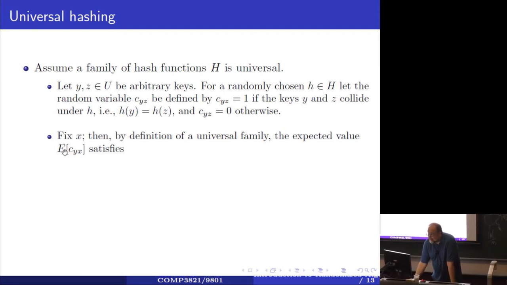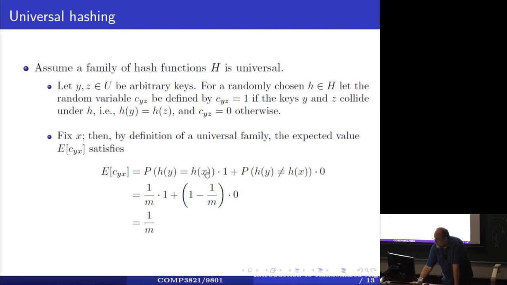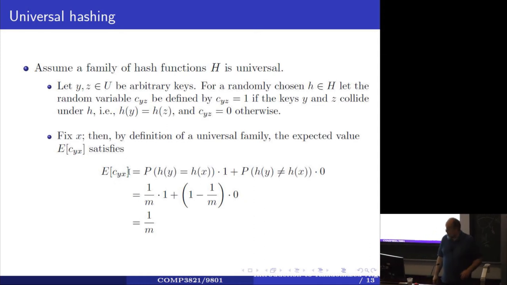So what is then the expected value of this random variable? Well, the expected value is the probability that the two keys will collide times 1, because that's the only case in which c of yz is equal to 1, plus the probability that they don't collide times 0, because c is an indicator random variable. It's either 1 or 0. Well, this will clearly be 0. And if the family is universal, the probability that your two keys will collide is precisely 1 over m. So the expected value of this indicator random variable is precisely 1 over m.